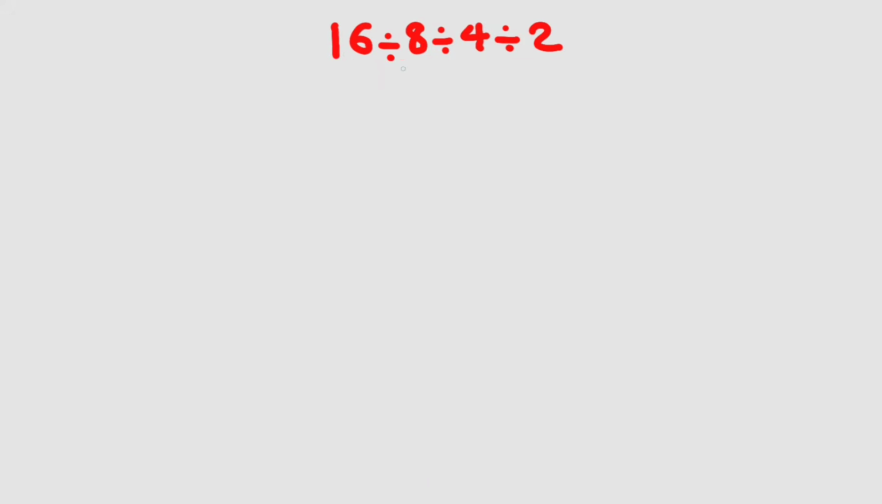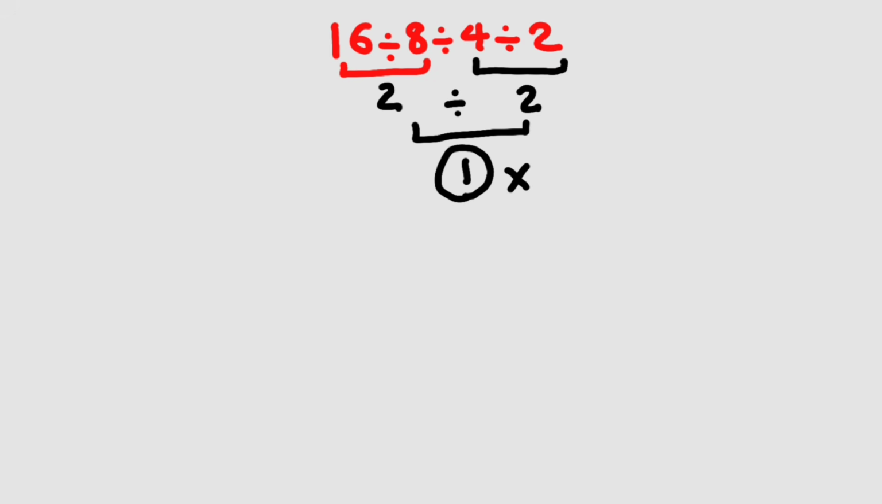16 divided by 8 divided by 4 divided by 2. Now 16 divided by 8 gives us 2. 4 divided by 2 gives us 2. And now 2 divided by 2 gives us 1. But this answer is not correct.